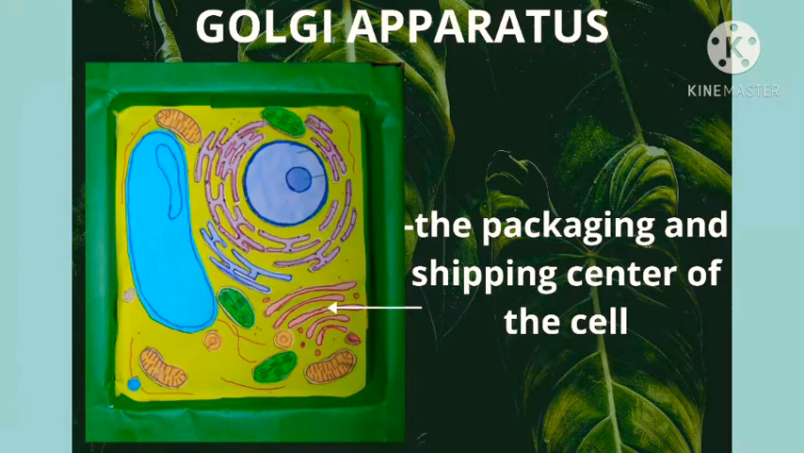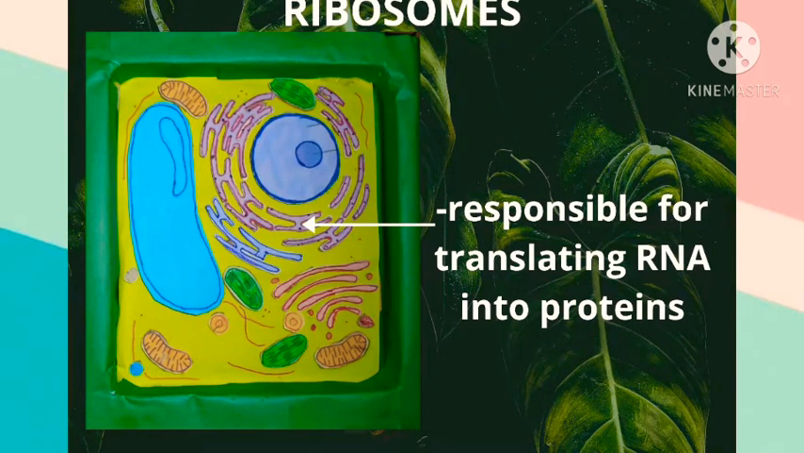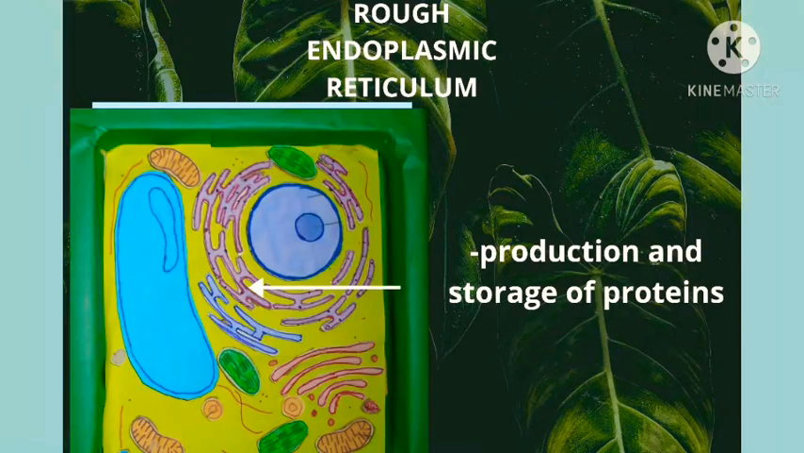The Golgi apparatus is the packaging and shipping center of the cell, which modifies molecules and proteins and sends them in vesicles to be shipped out of the cell. Ribosomes are small structures throughout the cell made up of proteins and RNA. They are responsible for translating RNA into proteins for use in and out of the cell. They are found freely floating in the cell or bound to the endoplasmic reticulum.